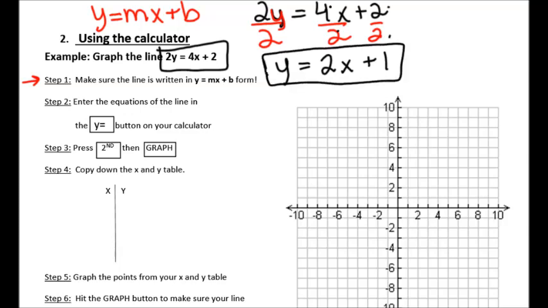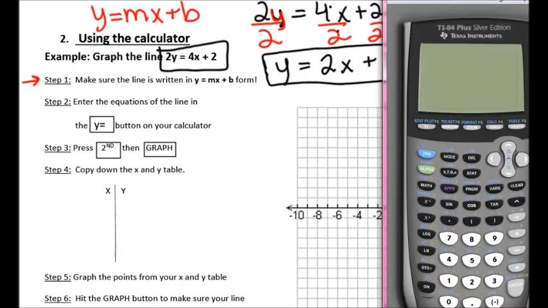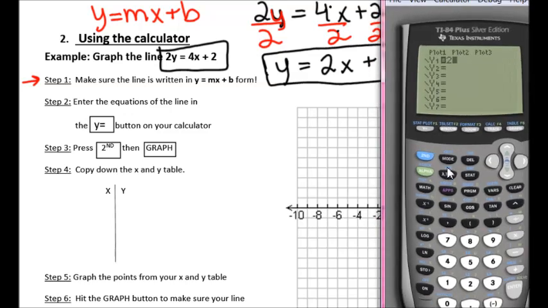Now that it's written in the proper form, we can go on our calculator and type it in. So turn your calculator on. Hit the y equals button. It's in the top left-hand corner of your calculator, and this will allow you to type in the equation for any line. So we're going to hit 2. The X button is right here, right next to the green button. That's the X that we're going to use.